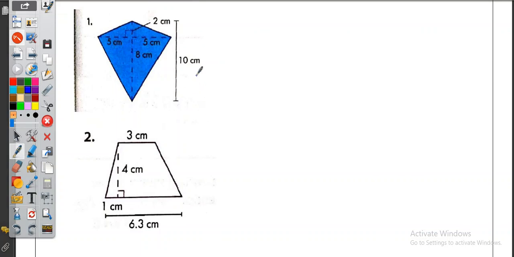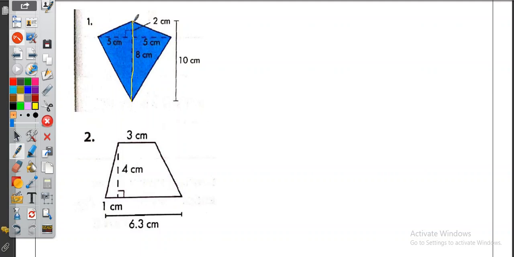This is page 6. We will find the area of this figure here. This shape is a kite, and as you can see, the kite has two congruent parts. I have to decompose the shape into two shapes. This shape here has a triangle here and a triangle here.